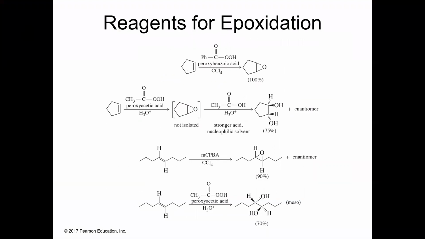Okay, there are other reagents that are used for epoxidation, such as peroxyacetic acid. That doesn't allow you to isolate the epoxide like MCPBA does. There's also one called MMPP, which is described in your textbook. That's more water soluble than MCPBA.